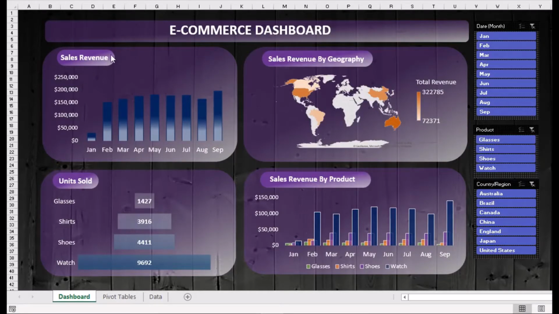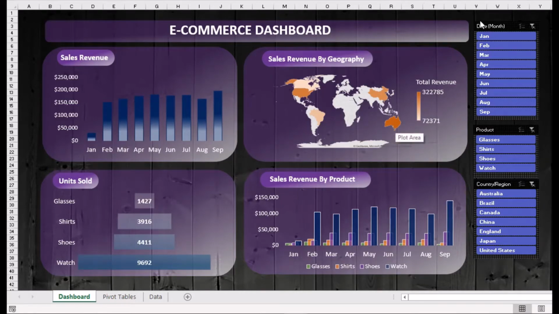The first one is the sales revenue, which represents the total sales revenue trend from January 2020 to September 2020. The second graph is the units sold, which represents the total units sold in the 9 months of period. The third one is the sales revenue by geography, which represents the 7 regions. The darker one represents the highest total revenue and the brighter one represents the lowest revenue. The fourth and last is the sales revenue by product. Each bar represents a separate product and its trend over the time period.